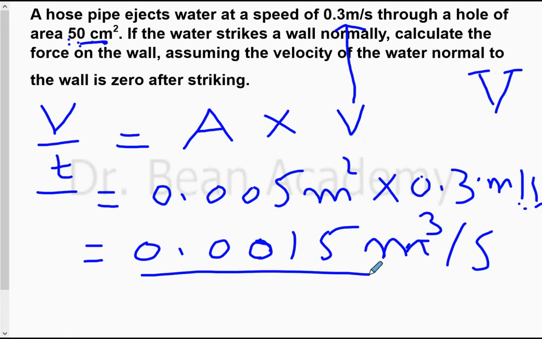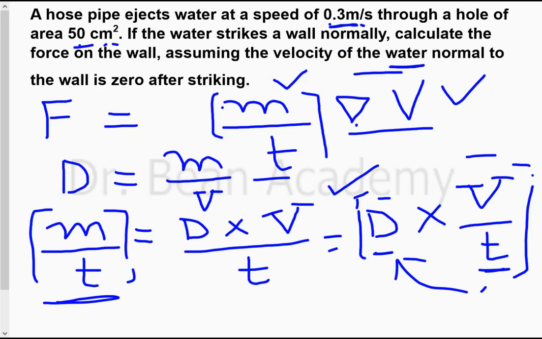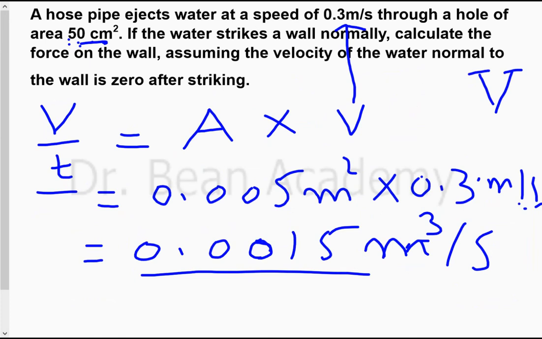Okay, so we have calculated V over T. Now if I go back to my previous solution, I know the value of V over T, so I need to multiply it with D to get M over T. So here is V over T, and I will multiply it with the density of water to get M over T.